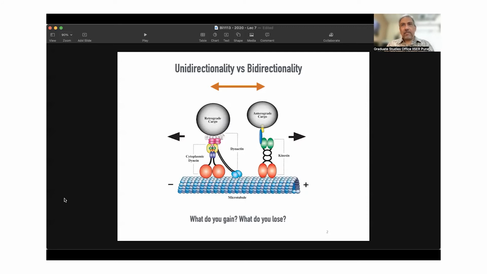And hence, one thought here could be that unidirectionality allows for that in a way that bidirectionality may not. Yes, bidirectional motor proteins with a very elaborate regulatory mechanism could also have achieved it. And it's possible that the cells did try that out at some point of time.